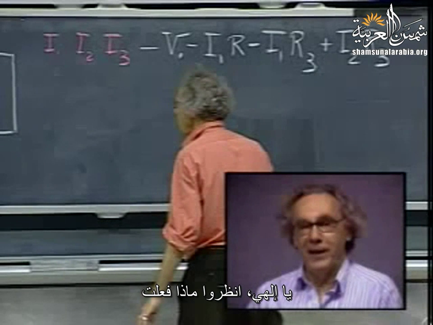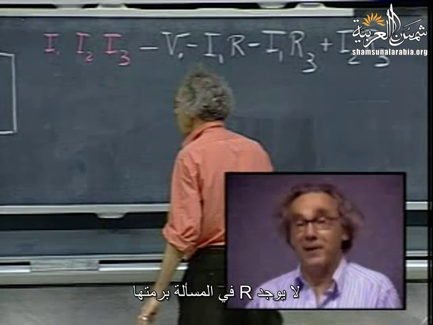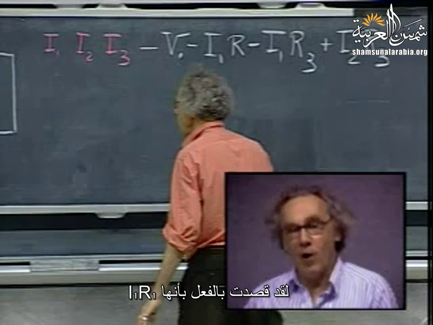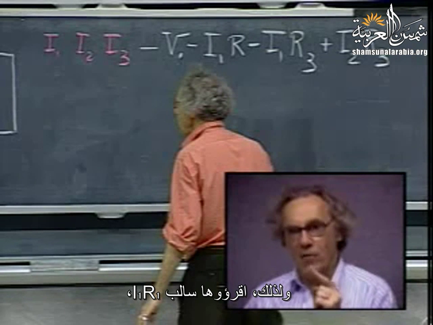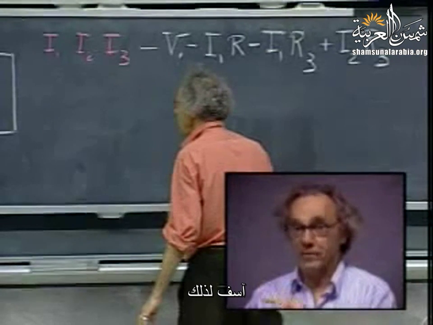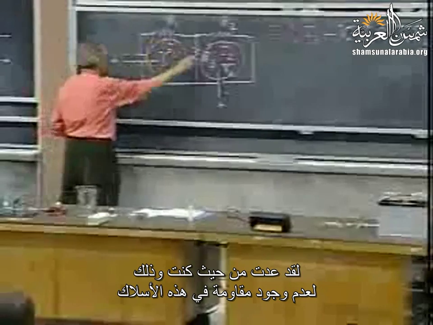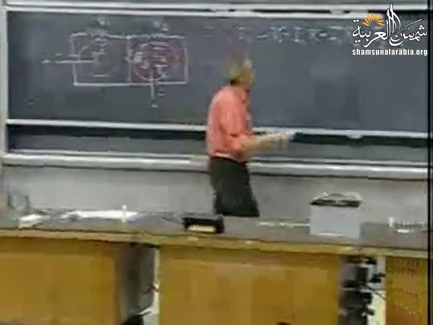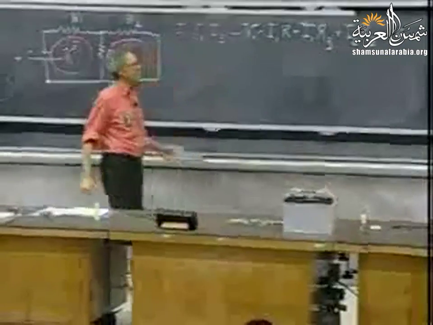Uh-oh, look what I did. I wrote down I1R. There is no capital R in the whole problem. I clearly meant I1R1. So read minus I1R1. Sorry for that. Now I'm back where I was, because these wires have no resistance. And so I'm back where I am, so this is 0. One equation with two unknowns, I1 and I2.